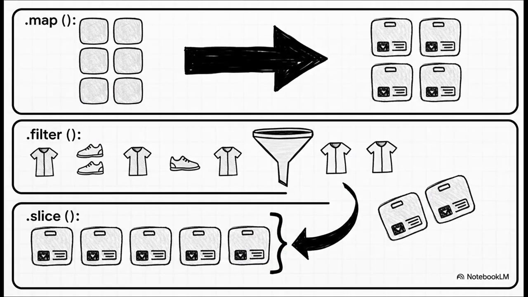So, to actually work with that data, developers have these handy tools, these built-in functions. For example, .map is what you use to loop through every single product in your list and tell the browser, okay, for each one, create a product card.